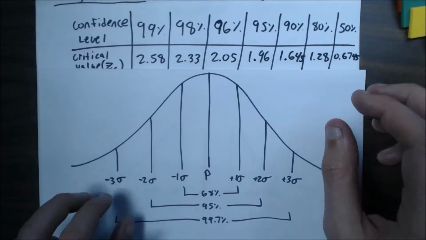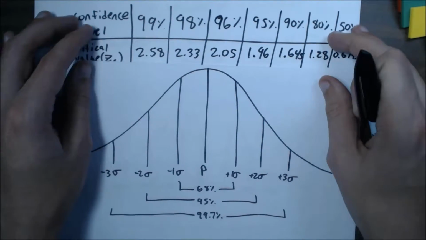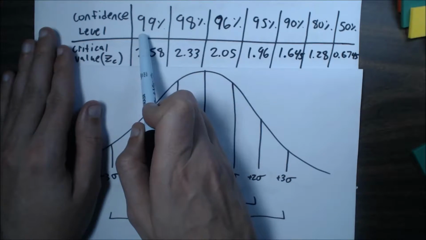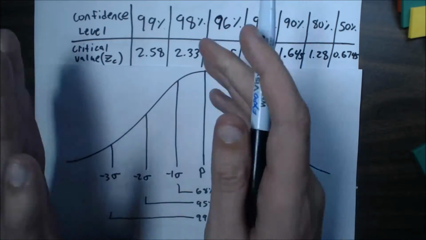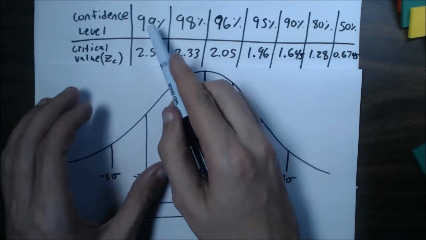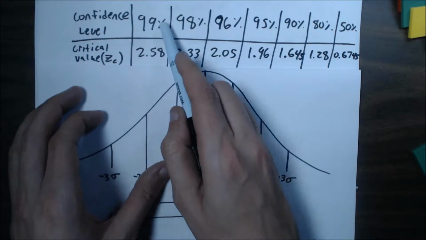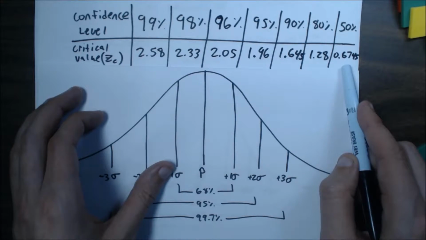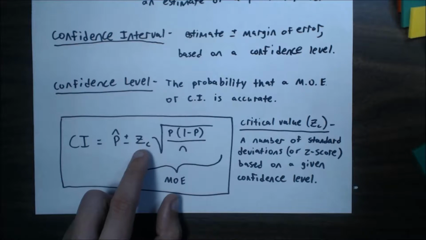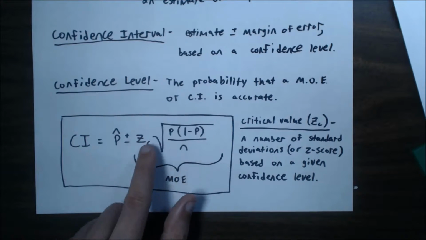But I want to draw some attention to a couple things here. Notice, again, as I said, as the confidence level gets higher, as I'm more confident in my range containing the actual population proportion, this number gets bigger. If I'm less confident, this number gets smaller. Well, going back to the formula, the smaller this number is, the smaller this whole part is going to be.